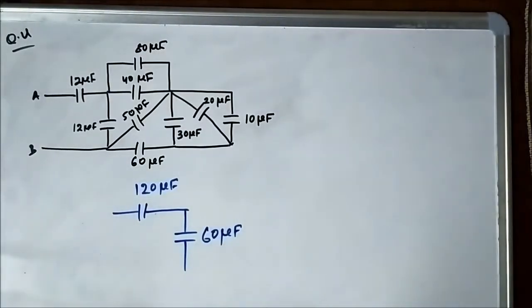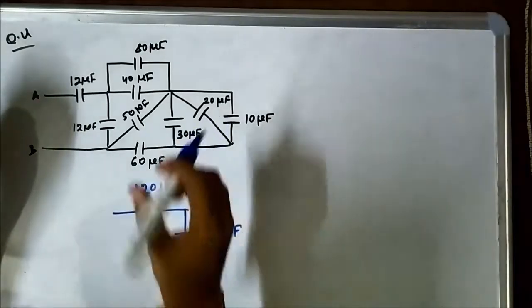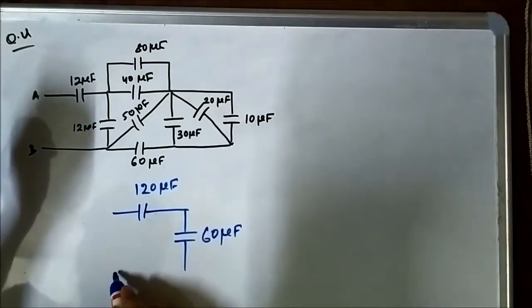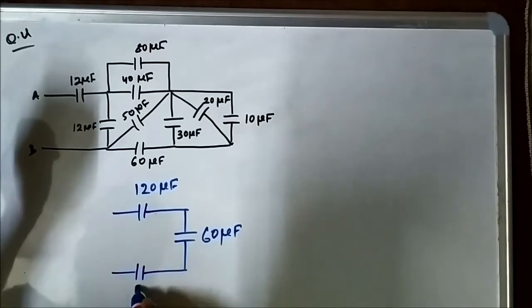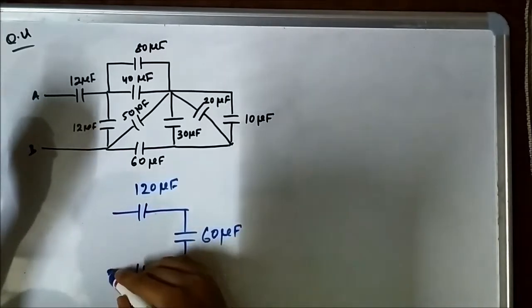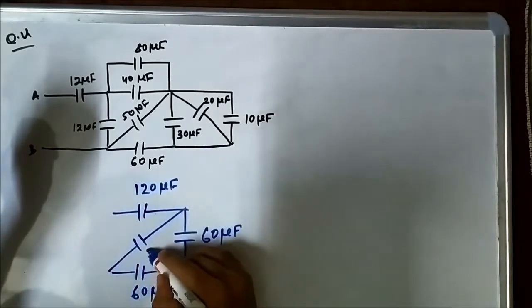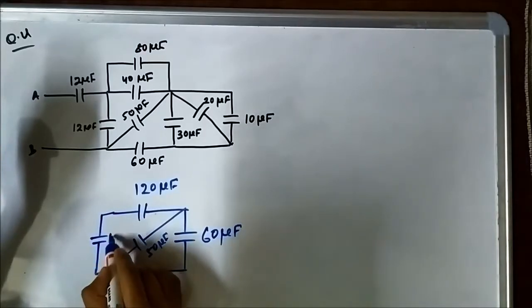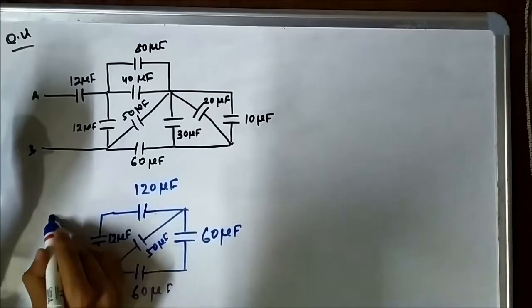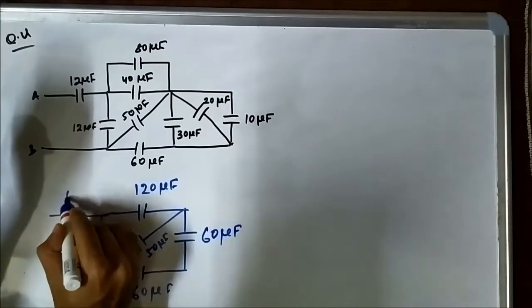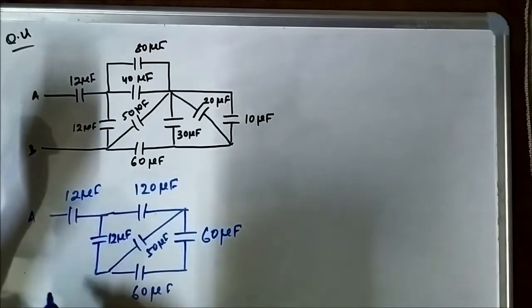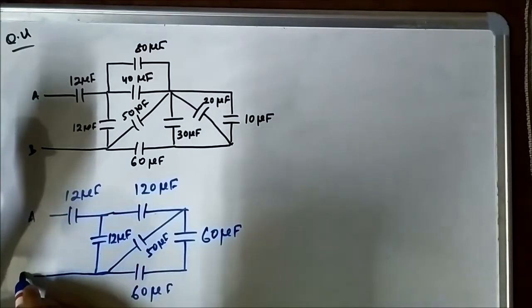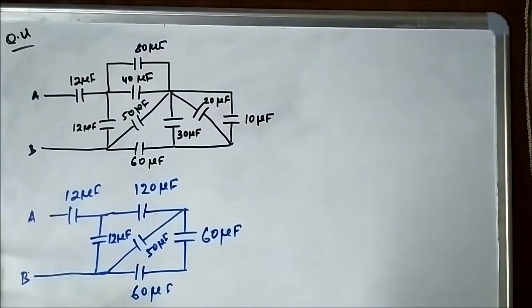Then we have this 60 microfarad capacitor here. Then we have a 50 microfarad, then a 12 microfarad, then this 12 microfarad. This is A and this is B. Now we have reduced this circuit up to this much. Now again we have to identify patterns of connection.